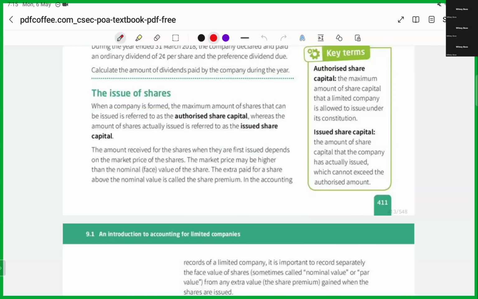Okay, so we're back with a continuation of accounting for corporations, limited liability companies. Now, in this section of the video, we'll be delving further. So we looked at the basics already. We're moving on to issuing shares.